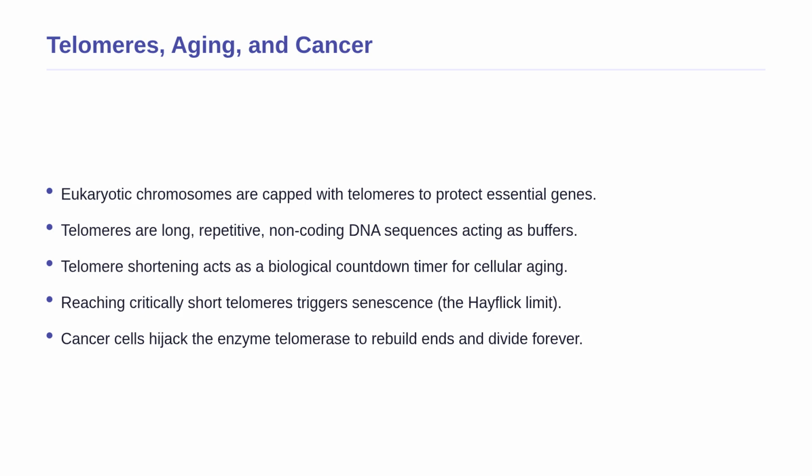However, this means telomere shortening acts as a biological countdown timer. This gradual loss is one of the primary molecular causes of aging. When telomeres become critically short, the cell hits what is known as the Hayflick limit and permanently stops dividing to prevent genetic damage. Conversely, this mechanism is deeply tied to cancer.